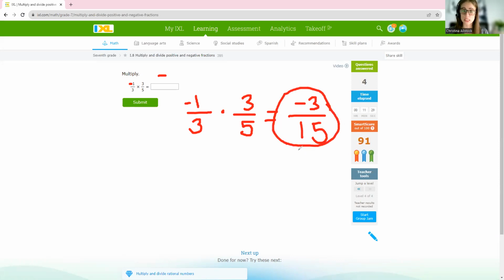And then if we wanted to simplify that, both 3 and 15 have a factor of 3. They're both divisible by 3. So we could reduce that. 3 divided by 3 is 1. 15 divided by 3 is 5. So either form of your answer is acceptable in IXL, since this assignment is focusing on the multiplication and division aspect. All right, I hope that this helped.